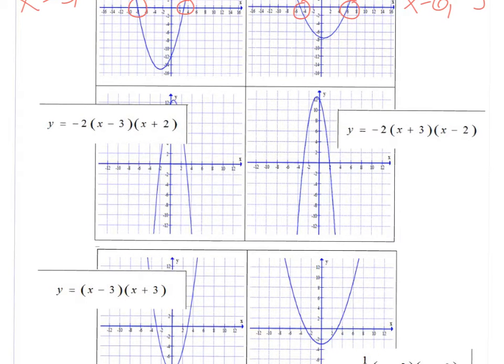And now for the bottom 2 on that page, because of this negative 2, I knew it had to open down like this graph does. And then the x-intercepts match. Same thing, this graph opens down and has x-intercepts of negative 3 and 2.